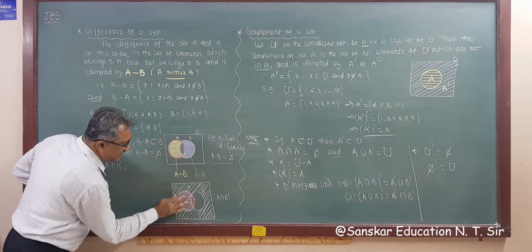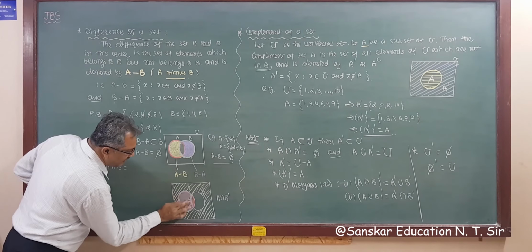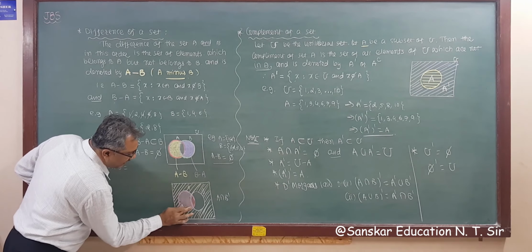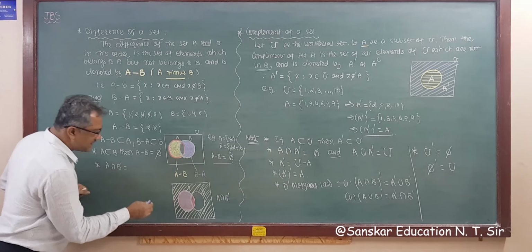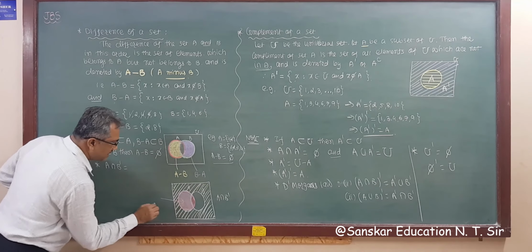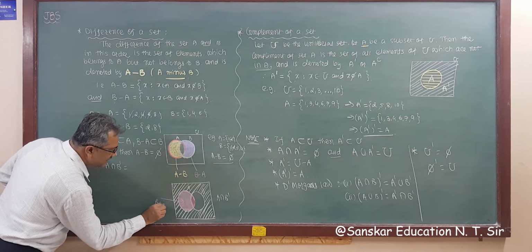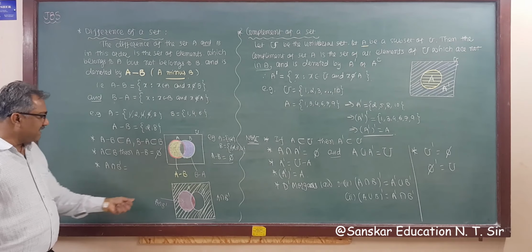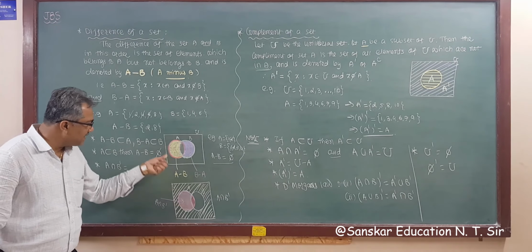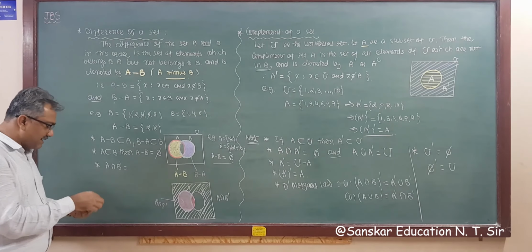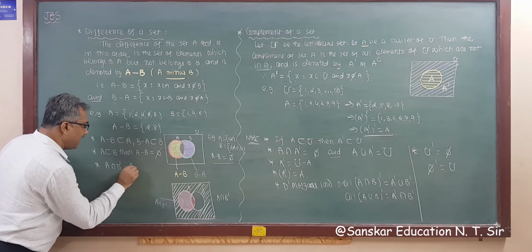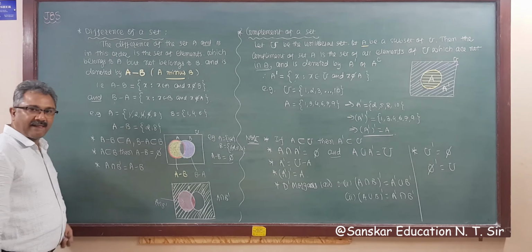So this portion is your A intersection B dash. Now see, clearly A intersection B dash is A minus B. So A intersection B dash is A minus B. Right?